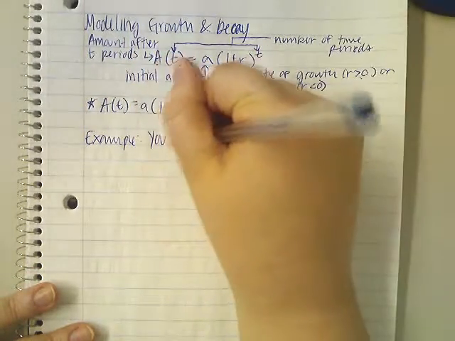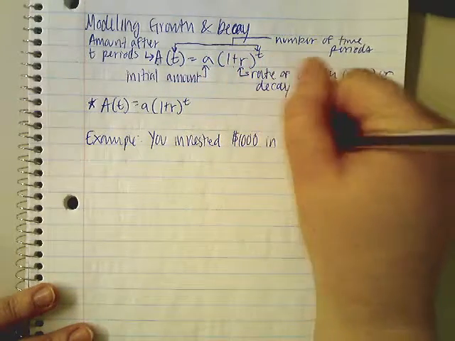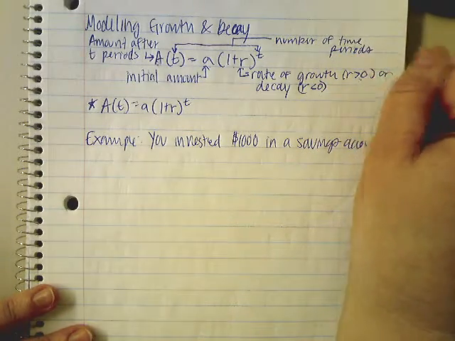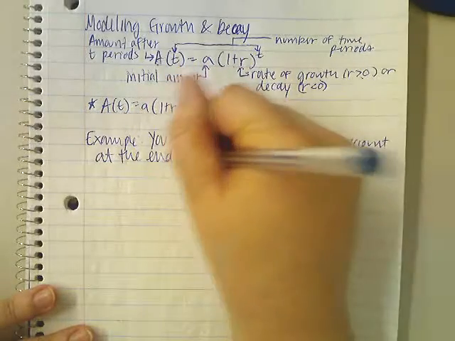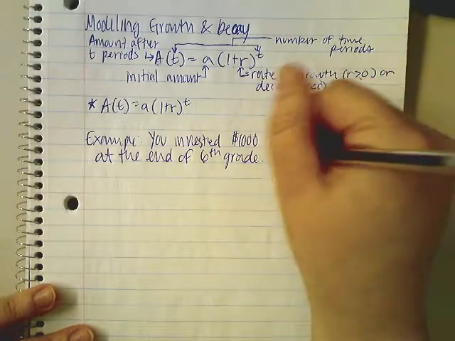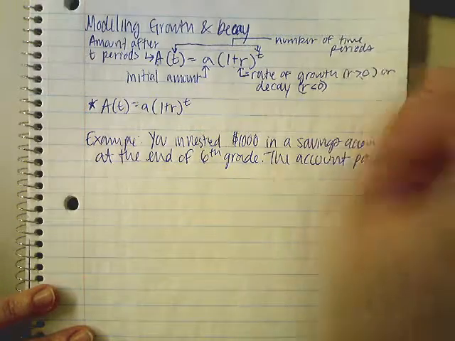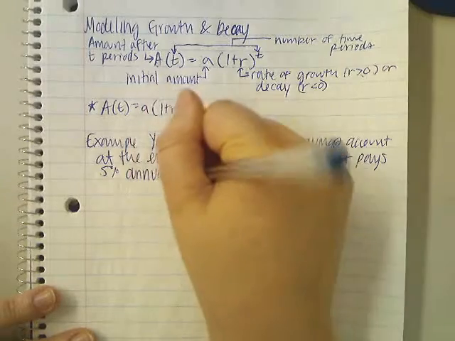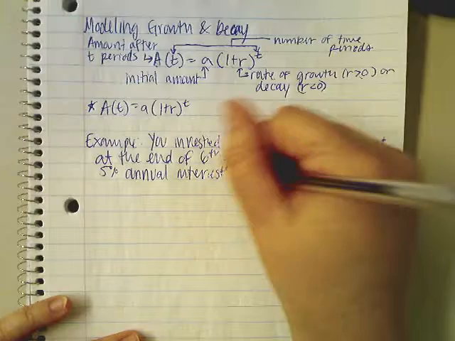You invested $1,000 in a savings account at the end of 6th grade. The account pays 5% annual interest. How much money will be in the account after 6 years?